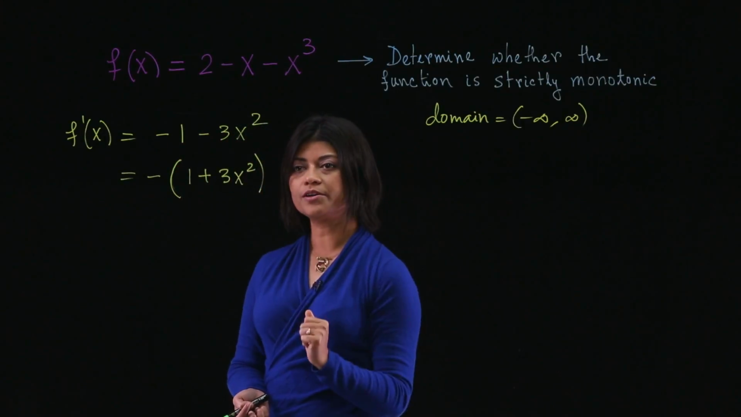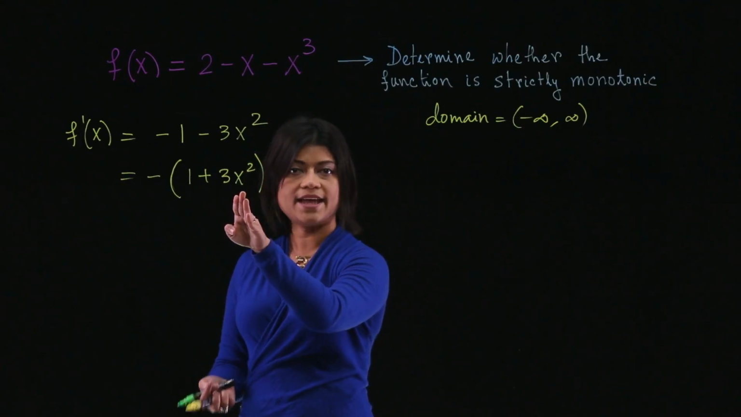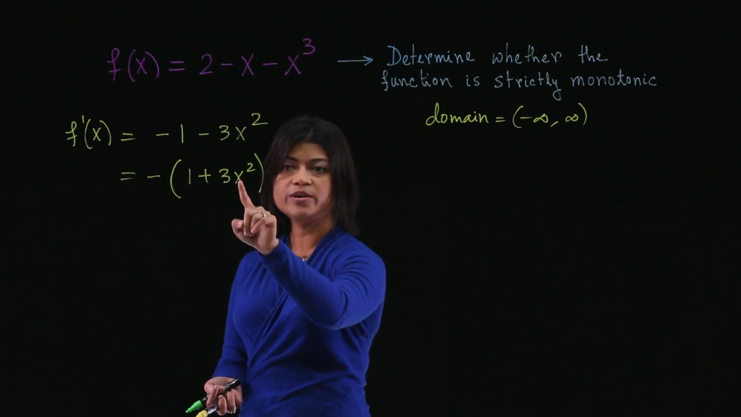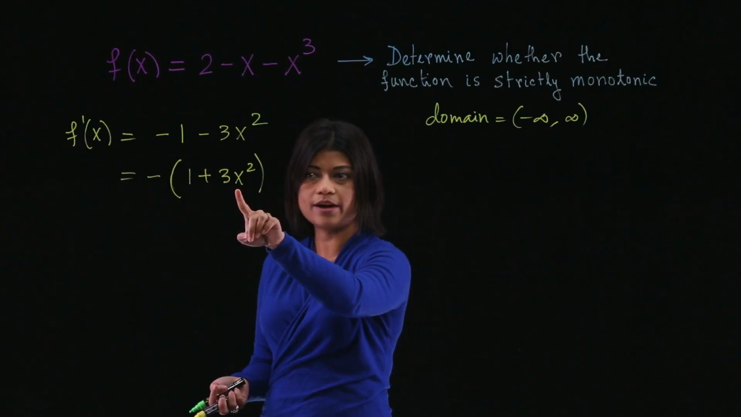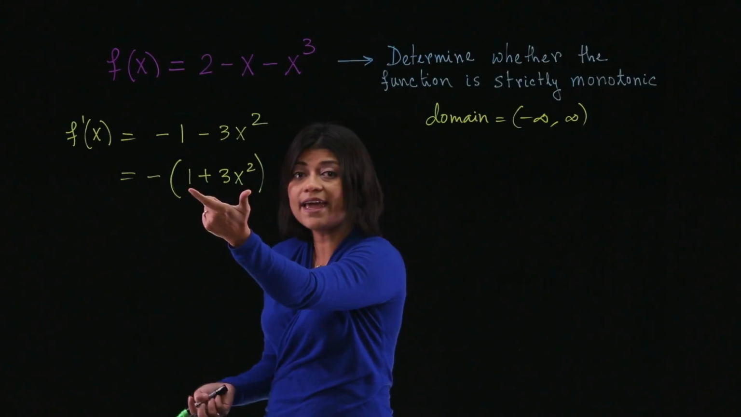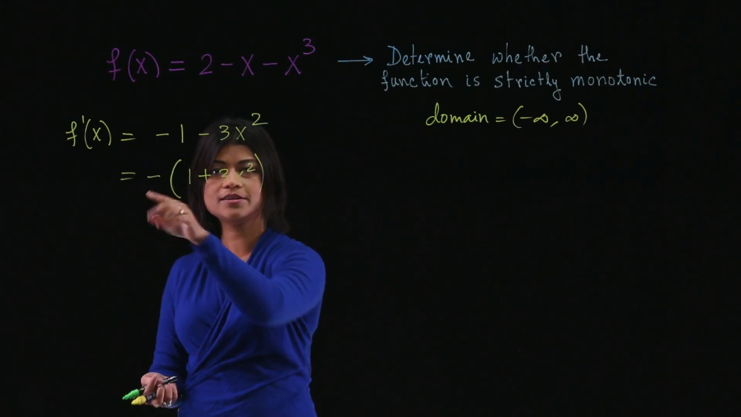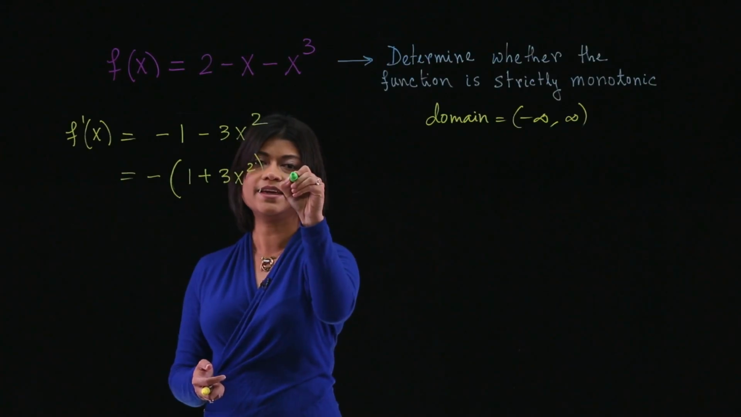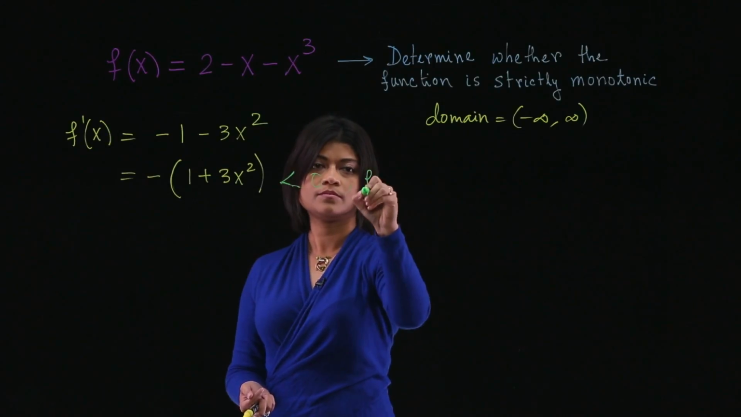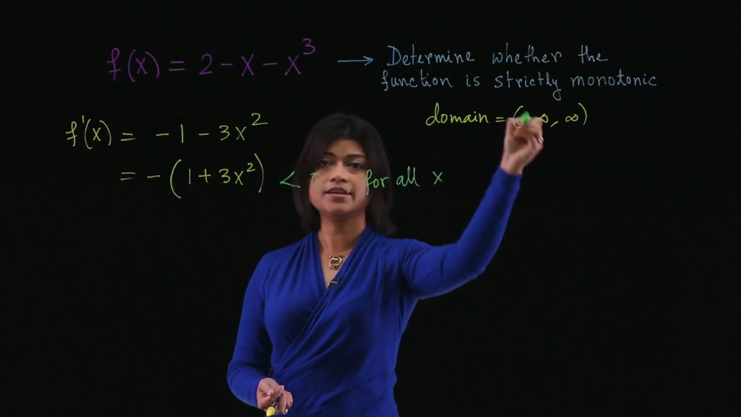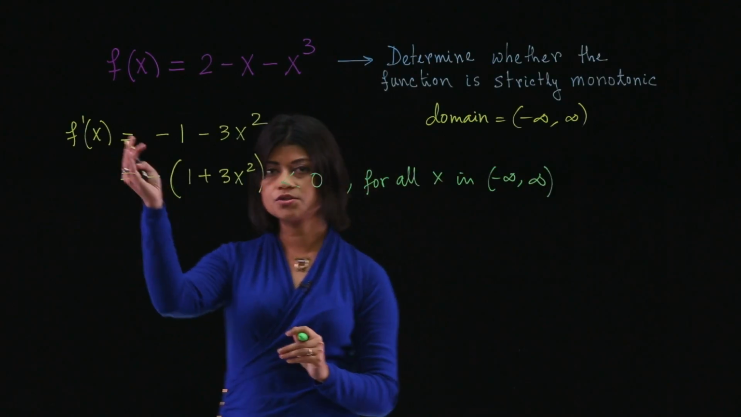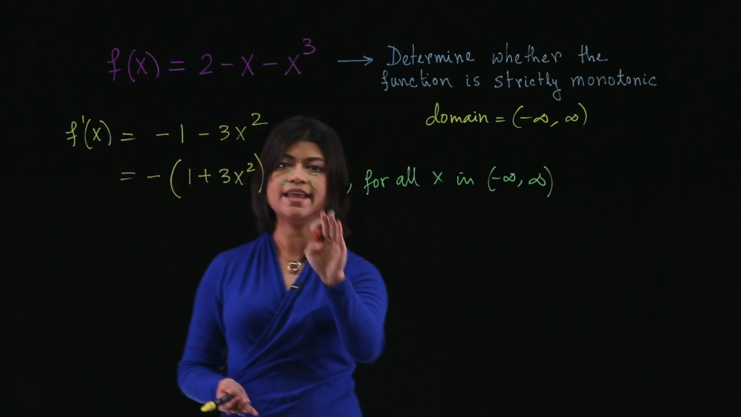Okay, so let's think about it. If you plug in any x values from the domain, this expression is always going to be positive because we have x squared and all the terms are positive here. So this entire expression is going to be positive for any x. With a negative sign in the front, this whole expression will be negative for all x in the domain. So the first derivative of the function is always negative.